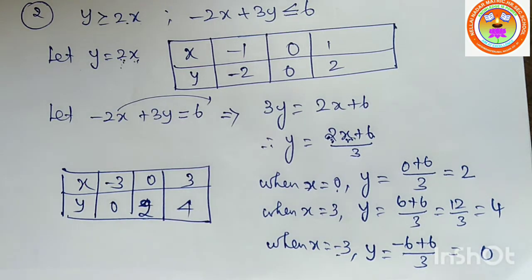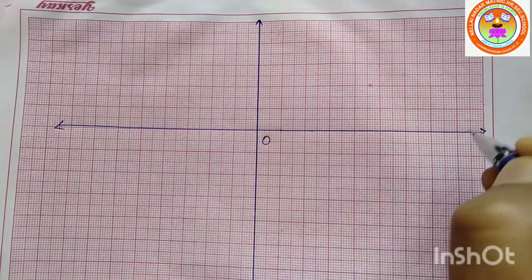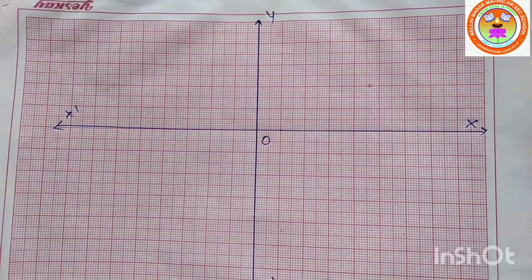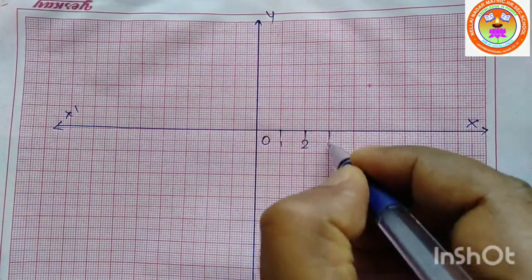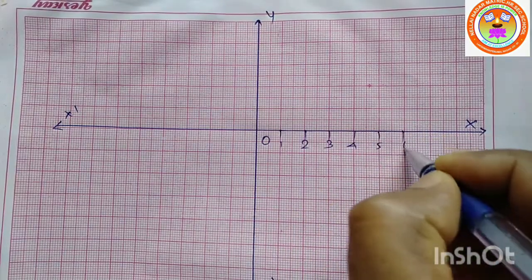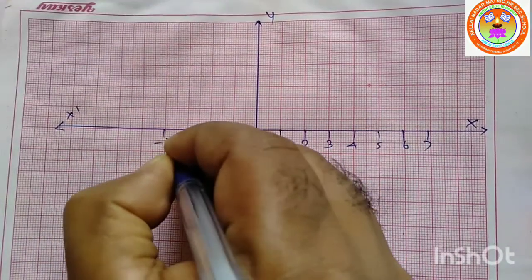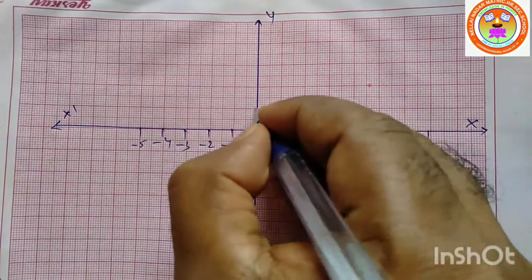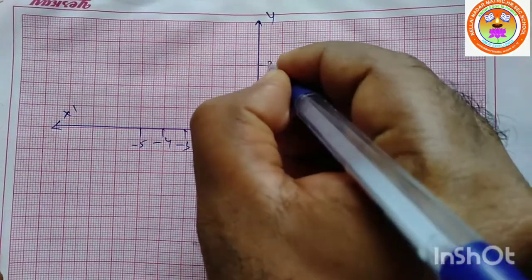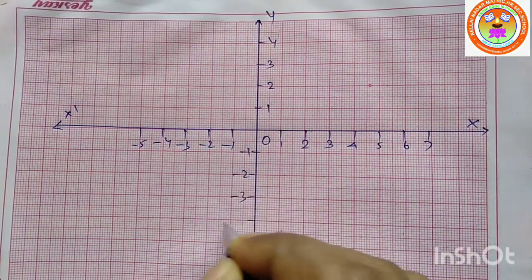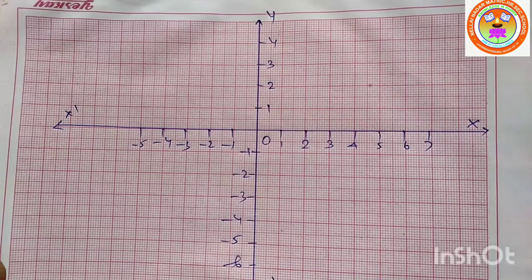Now we are going to draw the graph by using the two tables. Origin, x, x dash, y, y dash. Mark 1, 2, 3, 4, 5, 6, 7, minus 1, minus 2, minus 3, minus 4, minus 5, then 1, 2, 3, 4, minus 1, minus 2, minus 3, minus 4, minus 5, minus 6.